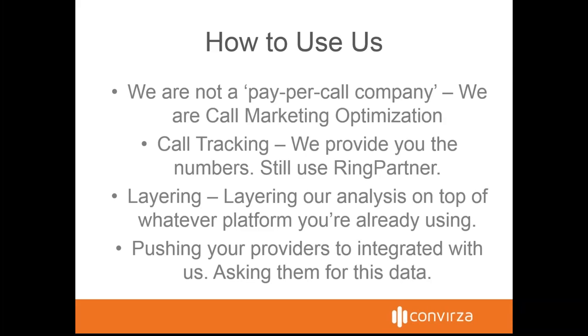So call tracking: we can provide you the numbers. You can still use Ring Partner or anybody you want to use. That's the first way. Layering is another way. If you are using someone else and you say, you know what, I don't want to change, that's fine. Layer our deep analysis and automation on top of your current provider, so you can get this data on top of what you're currently doing. There are lots of simple ways to do that.